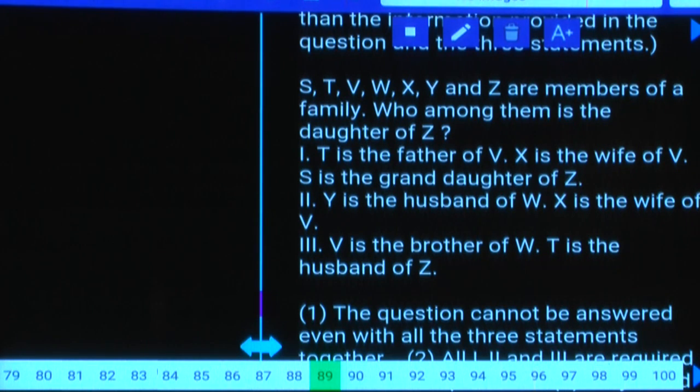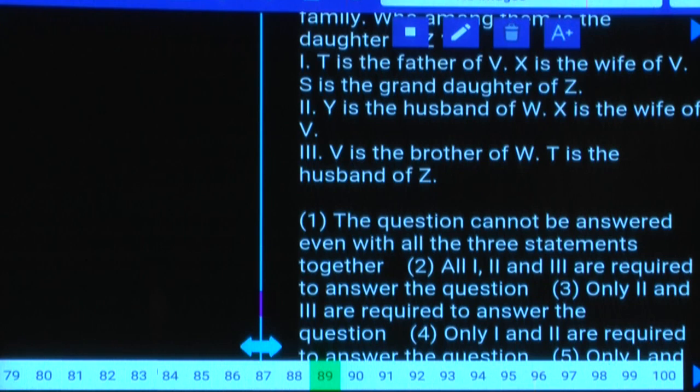Then choice 1 cannot be answered. Choice 2, all 1, 2 and 3, we cannot directly go for this one. Then choice 3, 2 and 3. Now what is 2 here? Y is the husband of W, and T is the husband of Z. As of now we have two couples. One is Y is the husband of W, and another one is, and X is the wife of V.